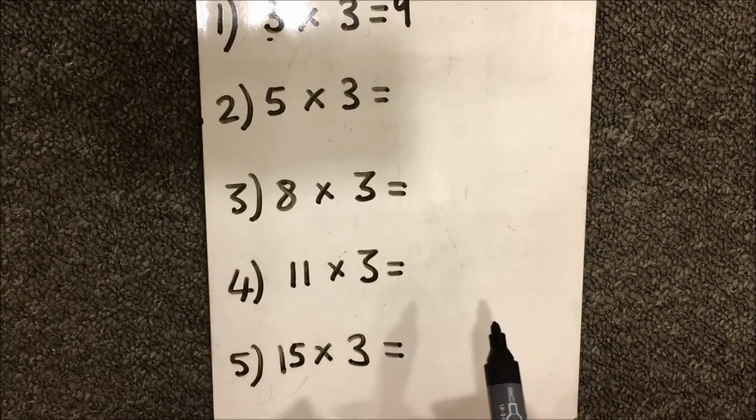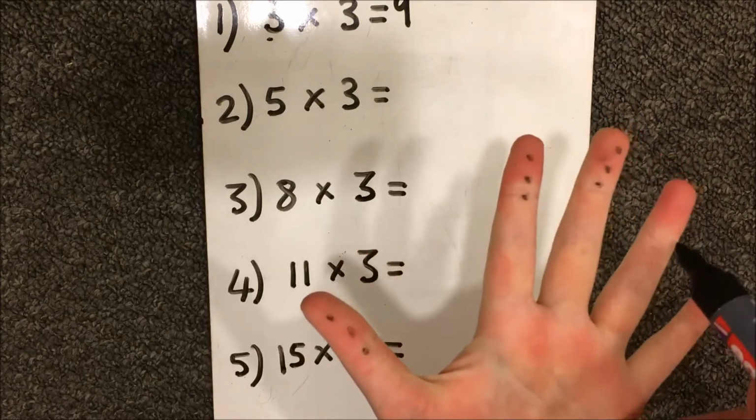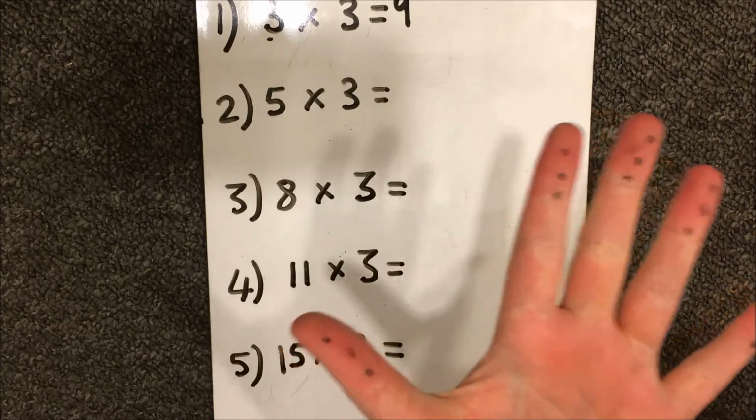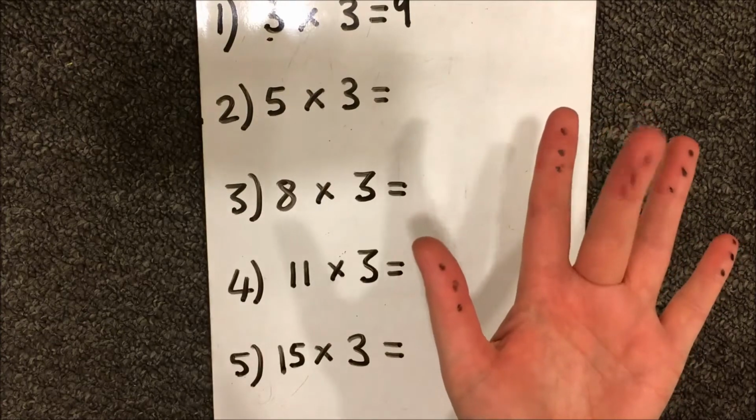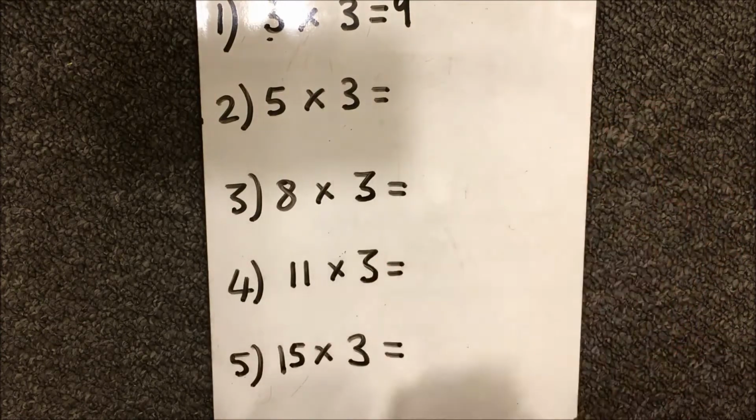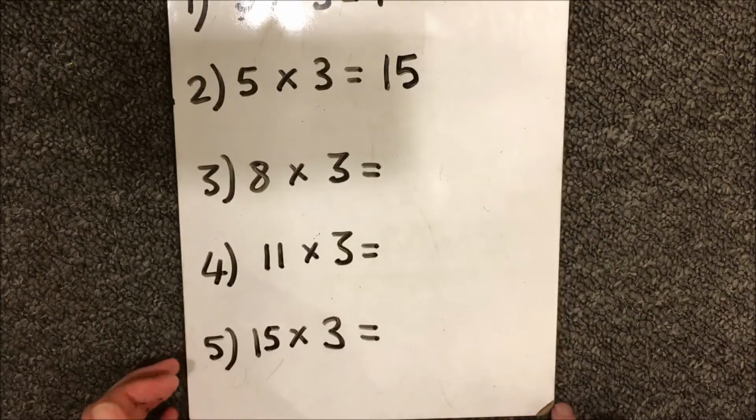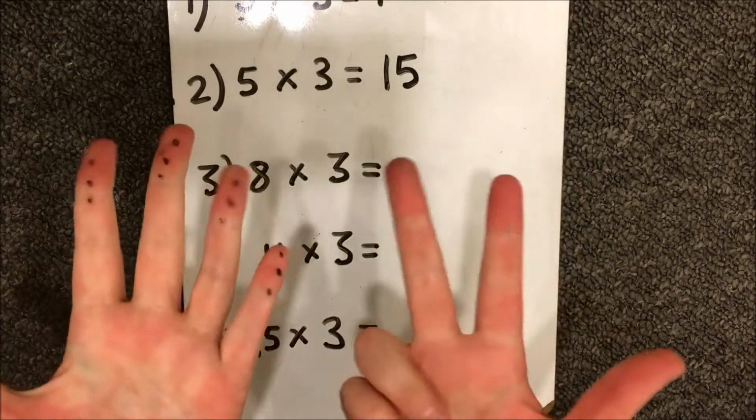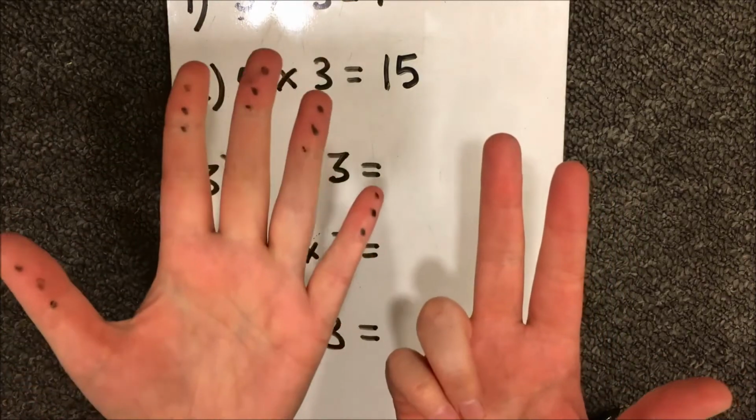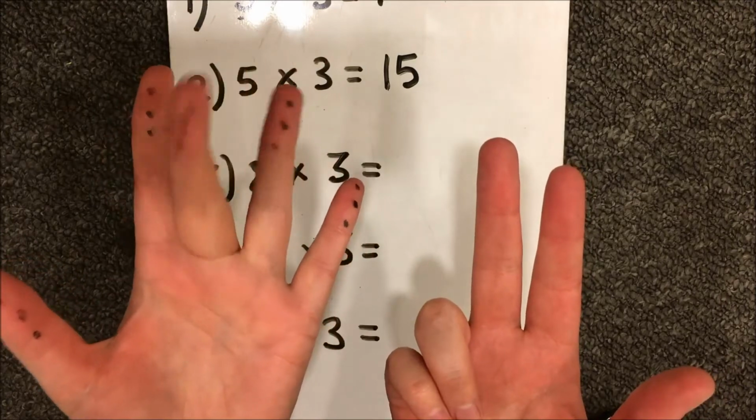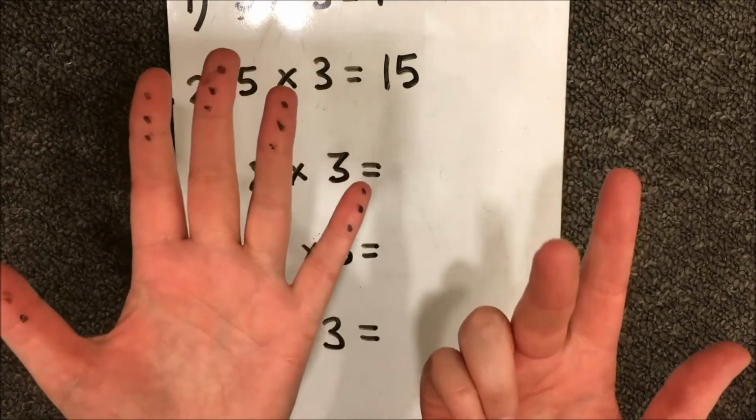Ready? 5 times 3. This time I'm going to use my finger method again. I'm going to put 5 fingers up. And there are 3 on each one. Let's count in threes. Ready? 3, 6, 9, 12, 15. Number 3, 8. I'm not going to draw dots on these ones, but you know that each finger means 3. So I've got 8 groups, 8 fingers. Let's count in threes. 3, 6, 9, 12, 15, 18, 21, 24.